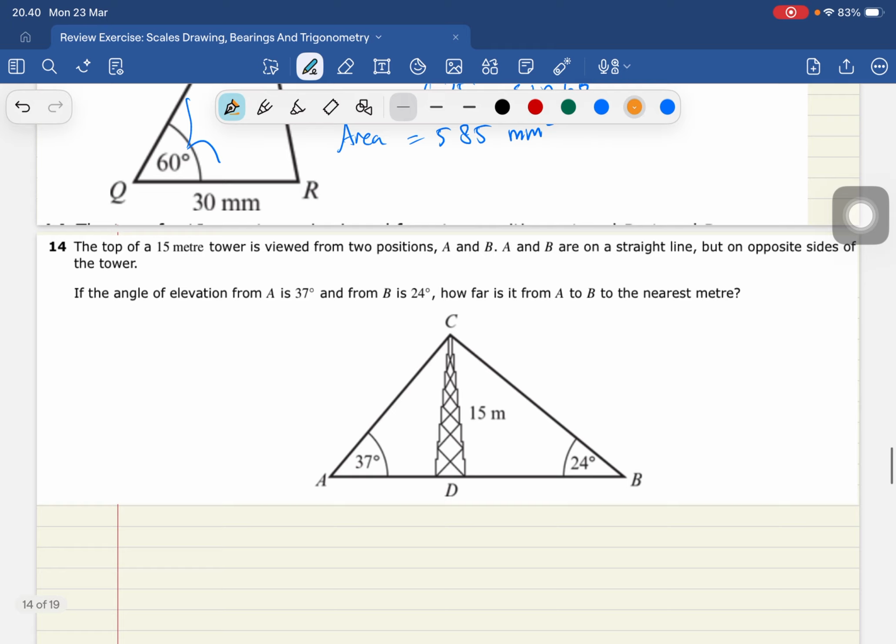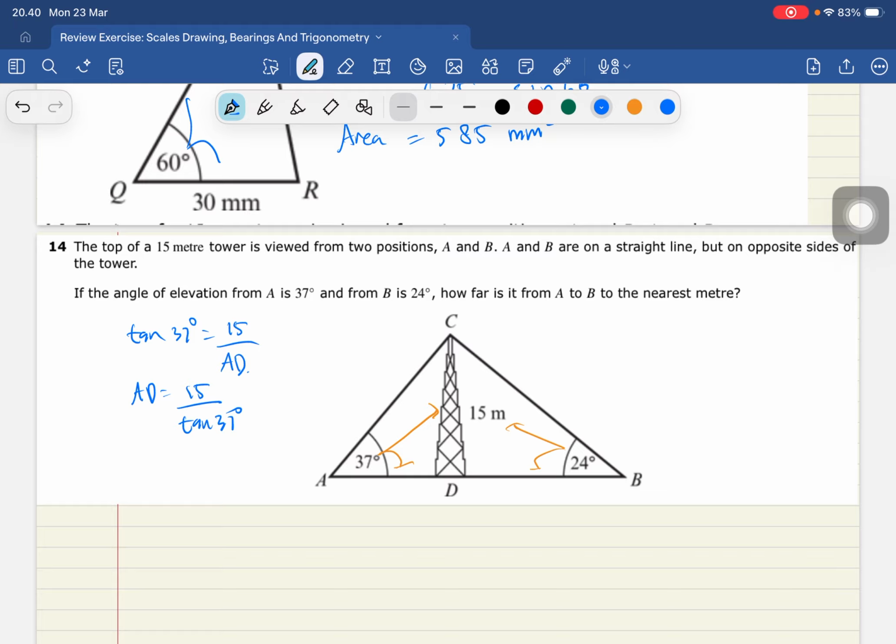Okay, the top of the meter tower viewed from the two positions A and B. As this is a straight line, we got opposite and adjacent, and also opposite and adjacent. So we can use the tan rule. So tan of 37 degrees equals opposite, which is 15, divided by AD. So AD equals 15 divided by the tan of 37 degrees.